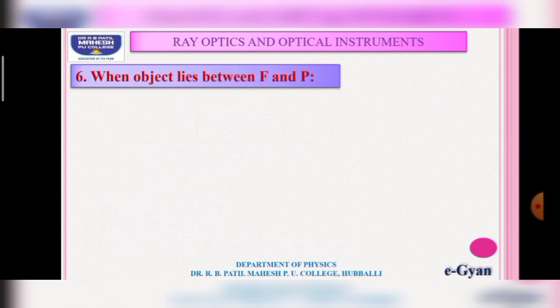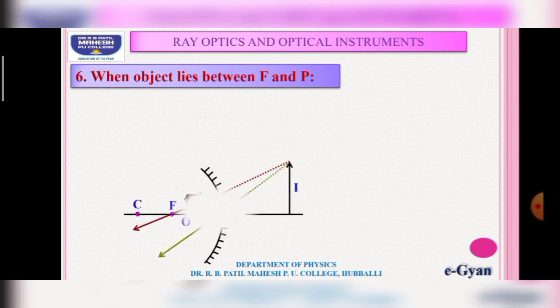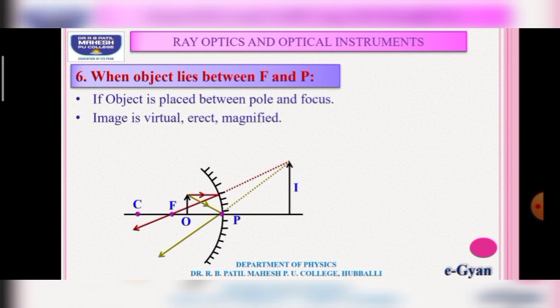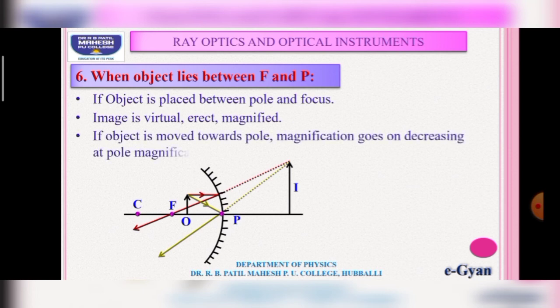When the object lies between F and P, the image is formed behind the mirror. Image is virtual, erect and magnified. As the object moves towards the pole, magnification goes on decreasing and becomes unity at pole.